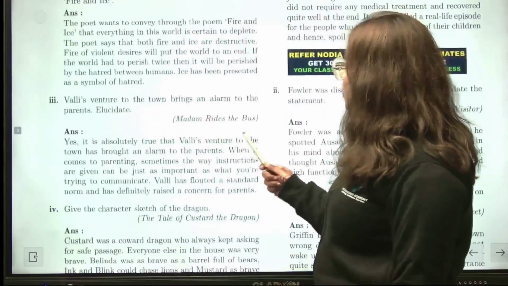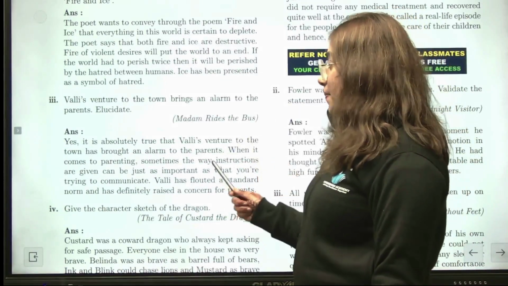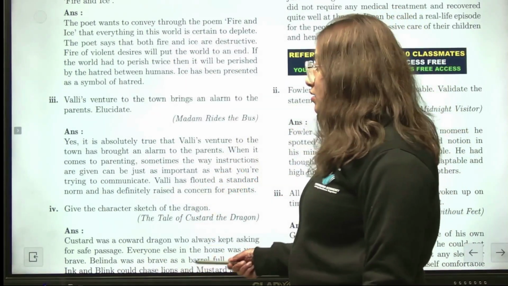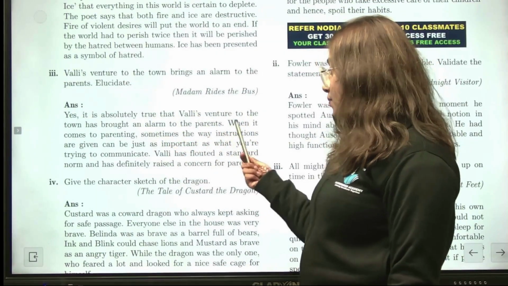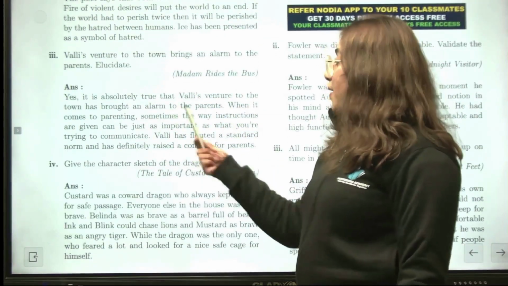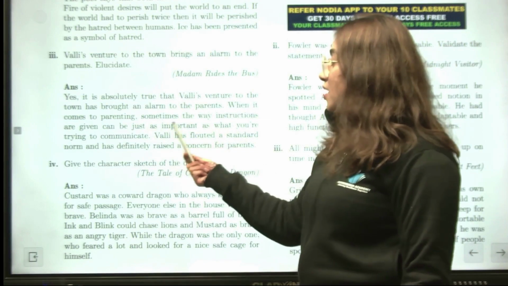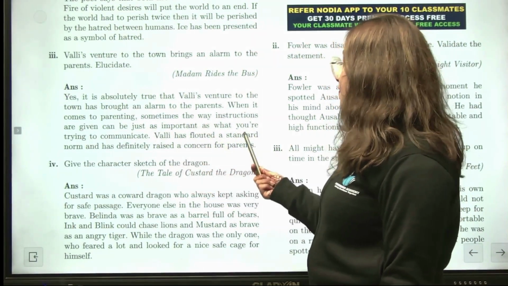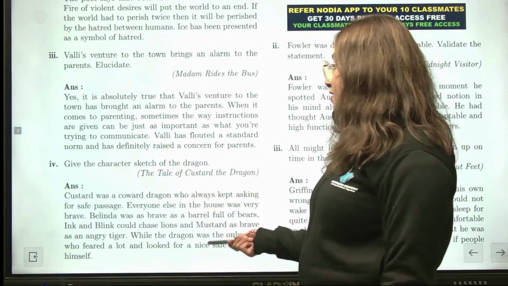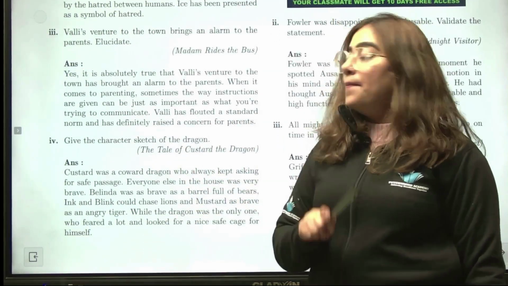Clear? Wali's venture to the town brings an alarm to the parents. Elucidate. Again, very easy. Yes, it is absolutely true that Wali's venture to the town has brought an alarm to the parents. When it comes to parenting, sometimes the way instructions are given can be just as important as what you are trying to communicate. Wali has flouted a standard norm and has definitely raised a concern for parents.